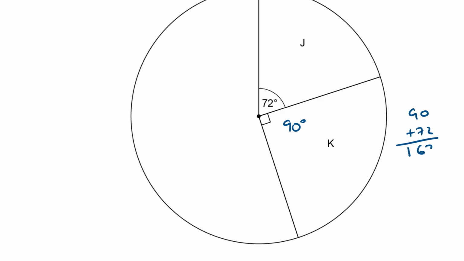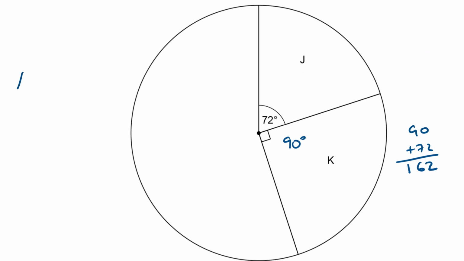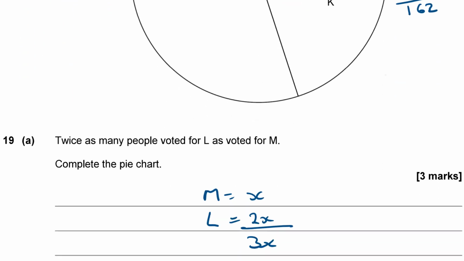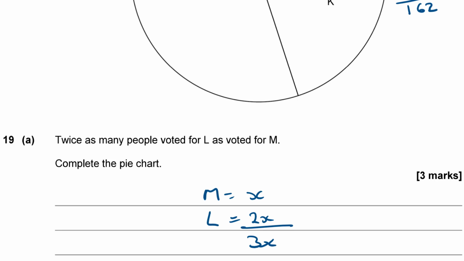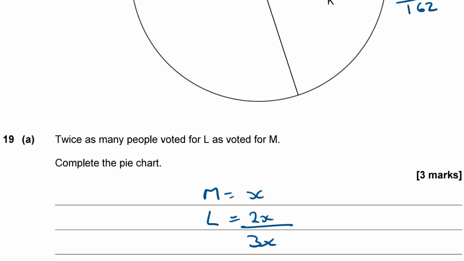That's 162 degrees. So that means L and M between them must be the remainder of the pie chart. So we've got 360 degrees altogether, less the 162 that the other two got. So what does that leave us? 360 minus 162, that's 198. Okay, and so we've got 198 degrees to share out between M and L. Now remember, L got twice as many as M.